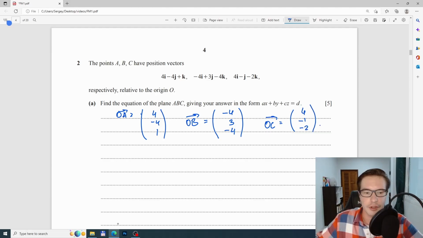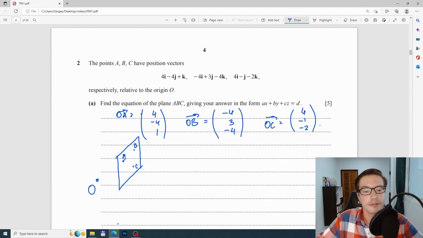Then also I want to draw a quick sketch just to understand better what's going on. We have a plane, we have the origin somewhere, and we got 3 points on this plane, A, B, and C. And we should find the equation of this plane. Now, first of all, we're going to have to find the normal vector of this plane. And to do so, we can find a cross product of any two vectors on the plane. I'm going to use vector AB and vector AC.